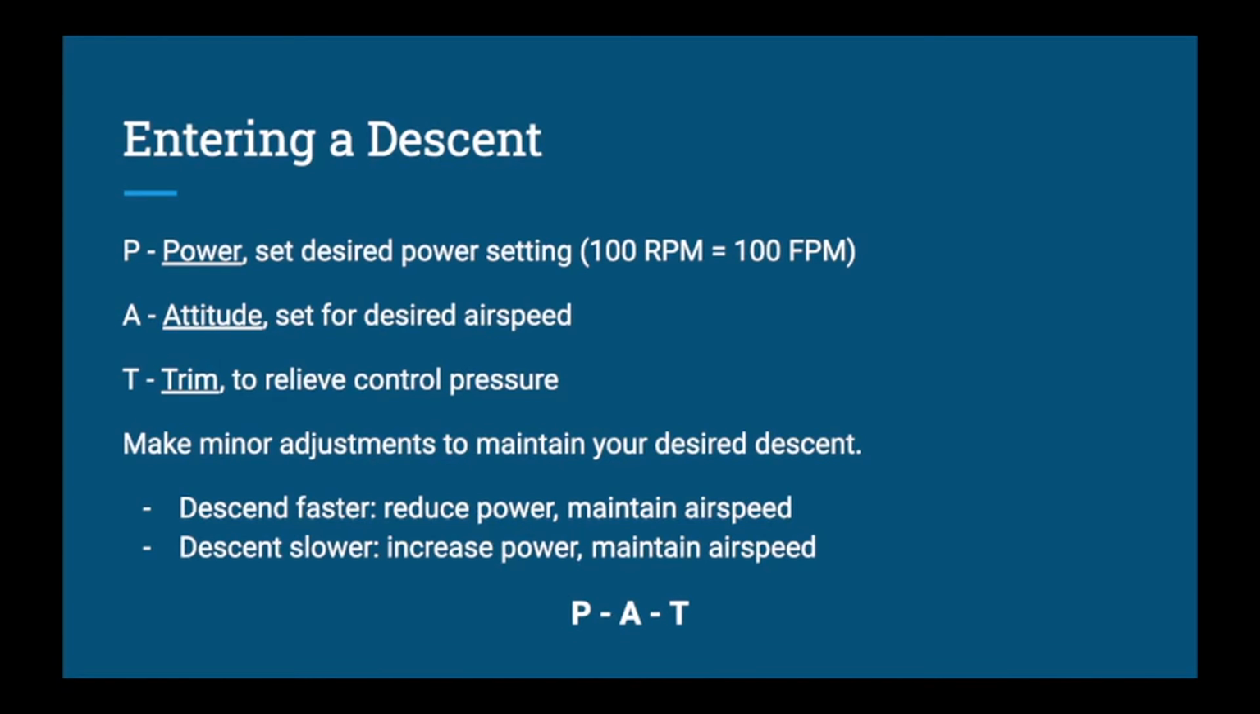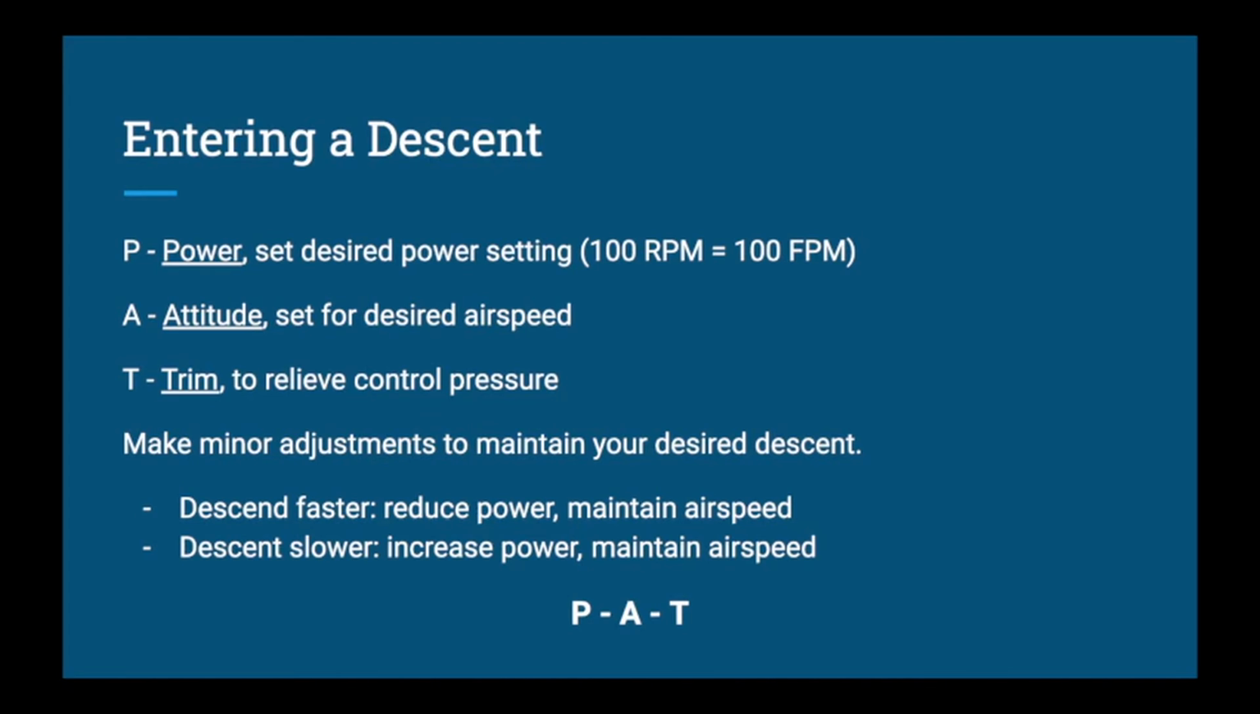You'll have to make small adjustments, but this only works if you maintain your current airspeed. So if you're maintaining your 90 knots and you want to descend at 500 feet per minute, you would reduce 500 RPM. So you want to think ahead of the airplane and get your power setting based on your rate of descent.